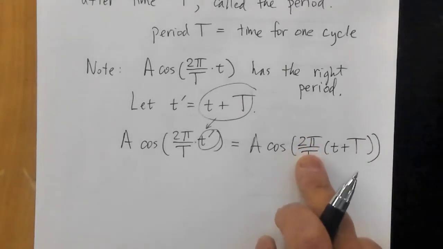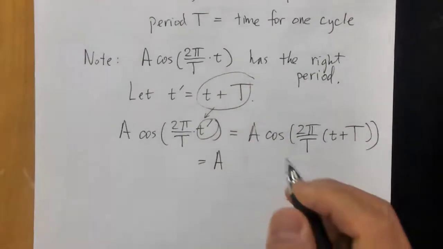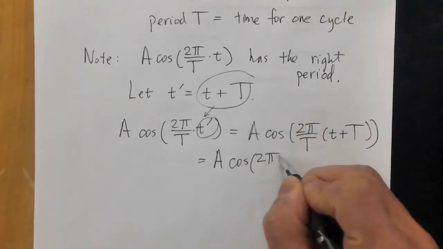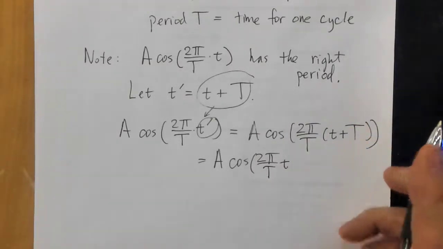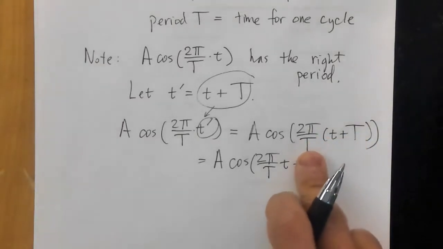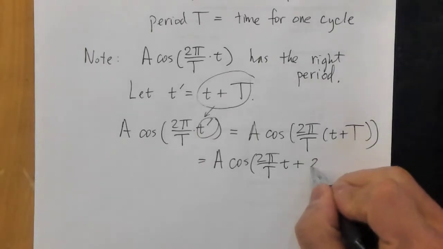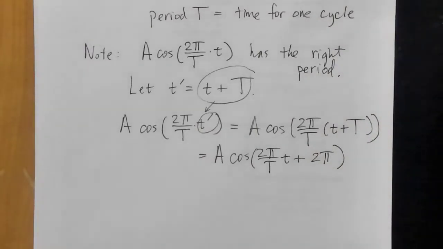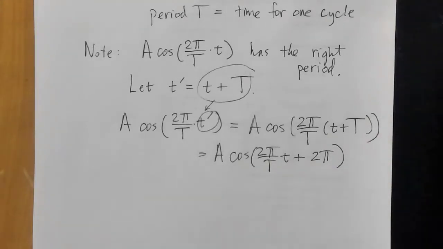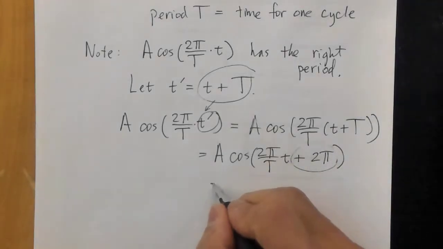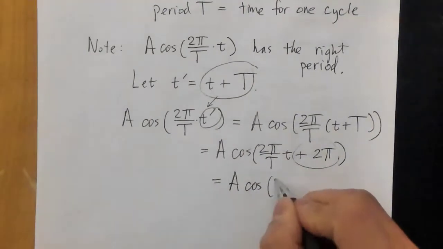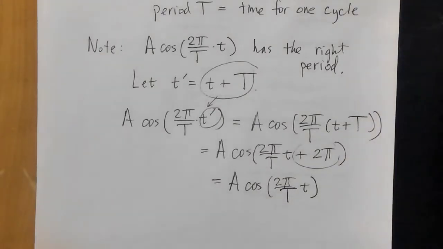Now I'm going to multiply 2 pi over capital T to both of these. I'll just distribute them. Then I'll have cosine of 2 pi over capital T times t, plus 2 pi over capital T times capital T, and the capital T's cancel, and I get plus 2 pi. Now, we said that we're measuring the angles in radians. So if I have an angle and I add 2 pi radians, I didn't change the cosine at all, because adding 2 pi is going around a full circle. Everybody agrees with me on that? Okay, so this is the same as not having the 2 pi. So that's just A cosine of 2 pi over capital T times t.